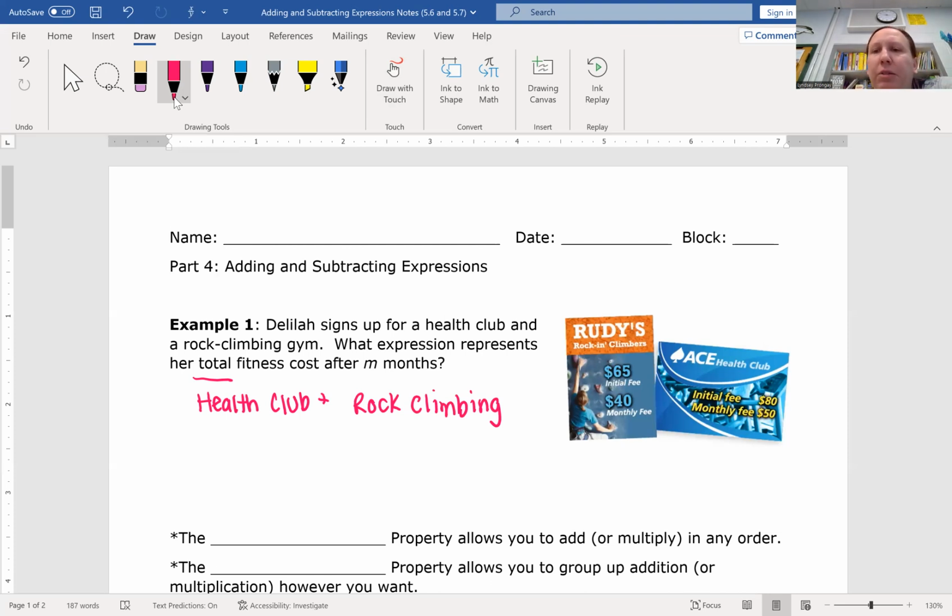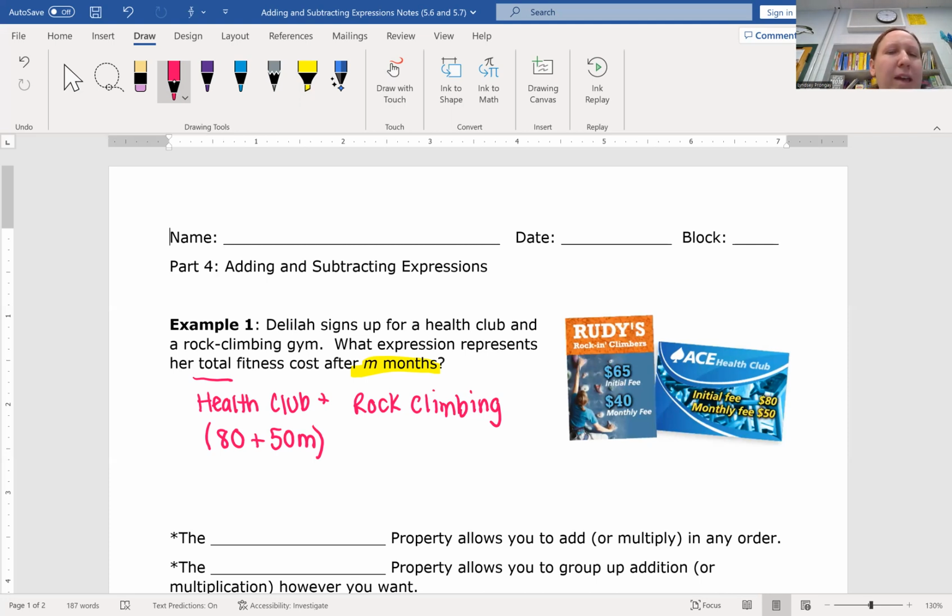So the health club is on the right-hand side. Ace Health Club has an initial fee of $80 and a monthly fee of $50. And it's talking about M months. So we're going to be using that M to represent that number of months. So hopefully we can tell that our expression for Ace Health Club is going to look like 80 plus 50M, because it's $50 a month and that $80 is just a constant.